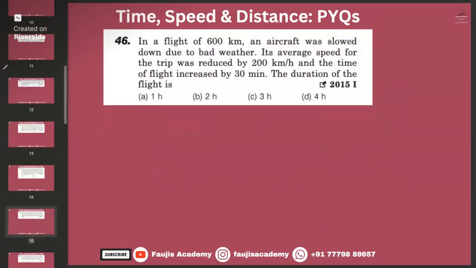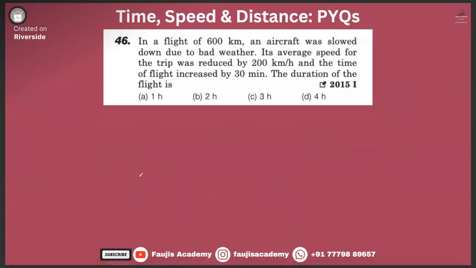Can you read this question for me, buddy? In a flight of 600 kilometers, an aircraft was slowed down due to bad weather. Its average speed for the trip was reduced by 200 kilometers per hour and the time of the flight increased by 30 minutes. Then the duration of the flight is?